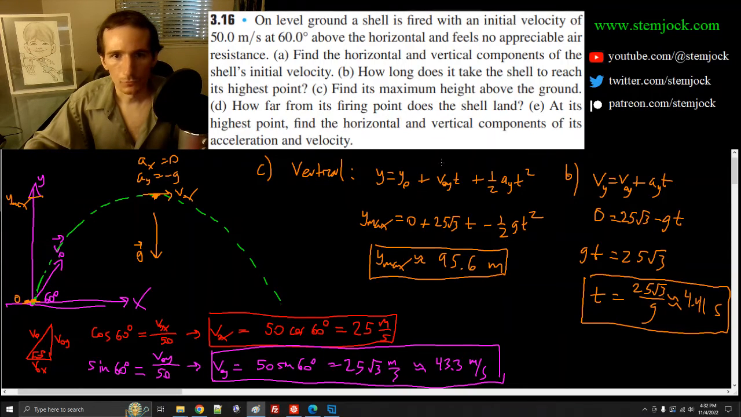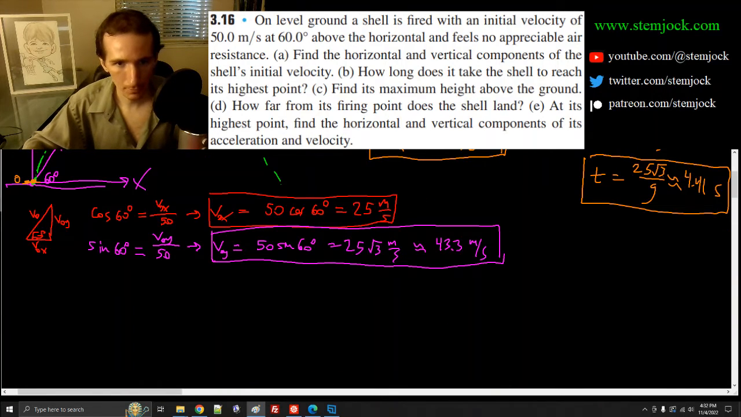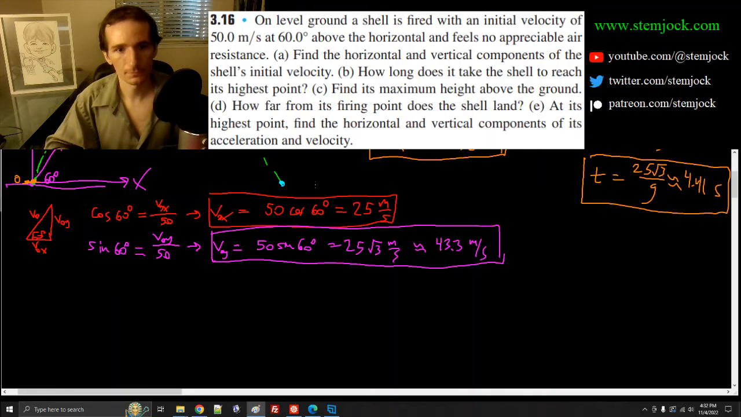All right, so let's move on to part D. How far from its firing point does the shell land? So in parts B and C and E, we took as our final position the top of the parabola, but now in part D, our final position is going to be where it lands, right here.